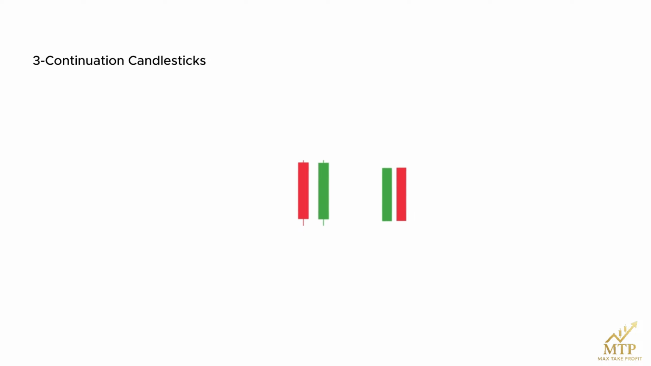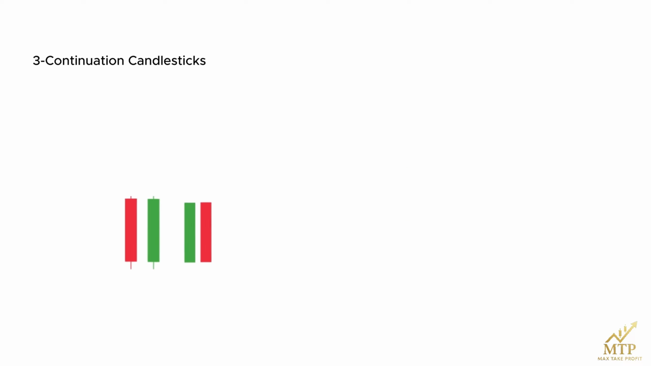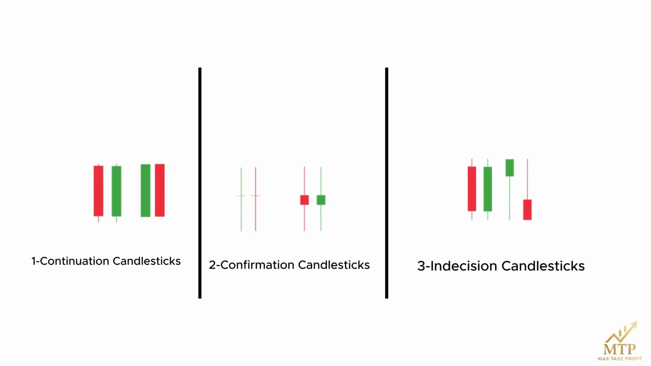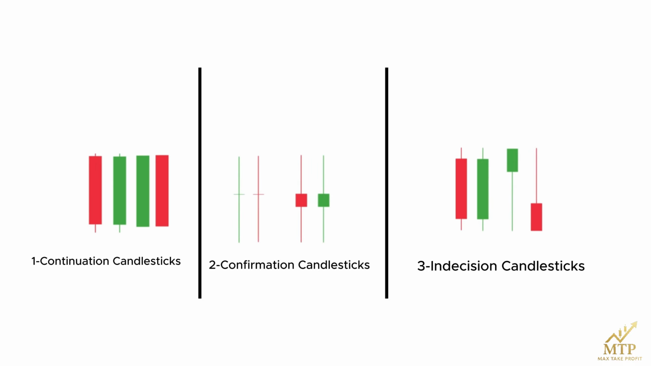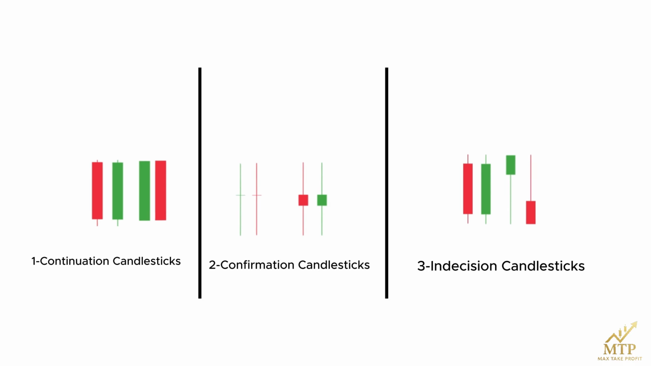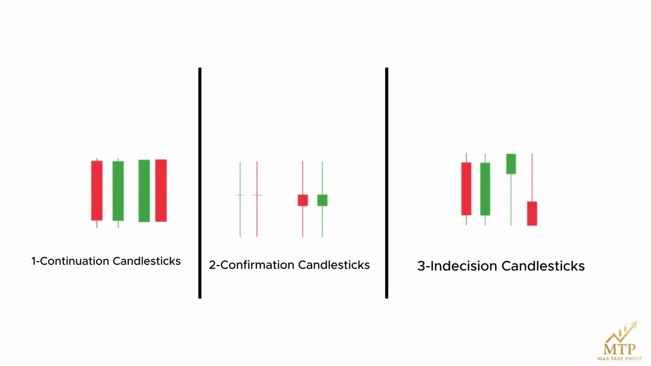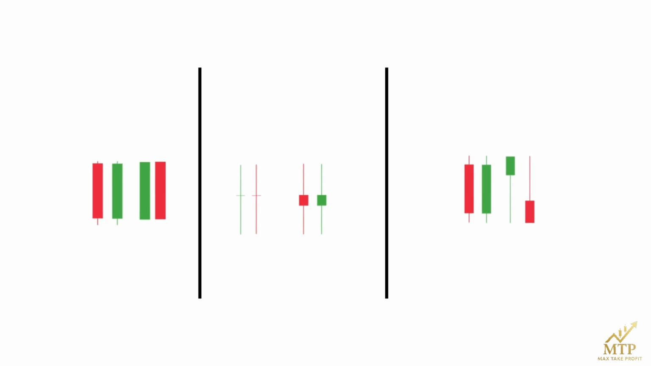3. Continuation candlesticks. Examples include the Marubozu or other large candles with no wicks. When these appear in the direction of the current trend, they confirm strength, telling us that the trend is likely to continue. Reading candlesticks is not about memorizing shapes, but about understanding the story behind each candle, the psychology of the market. Once you master this, every chart starts speaking to you clearly.